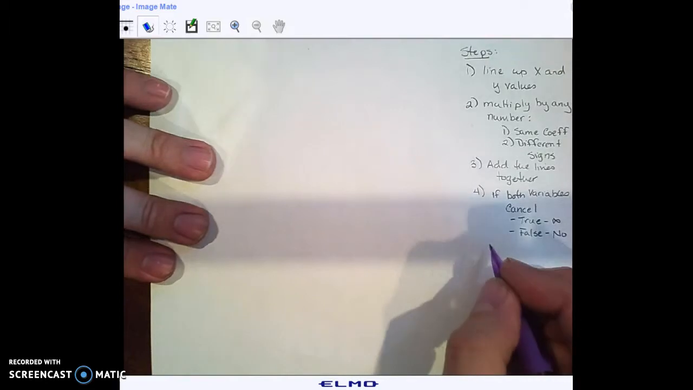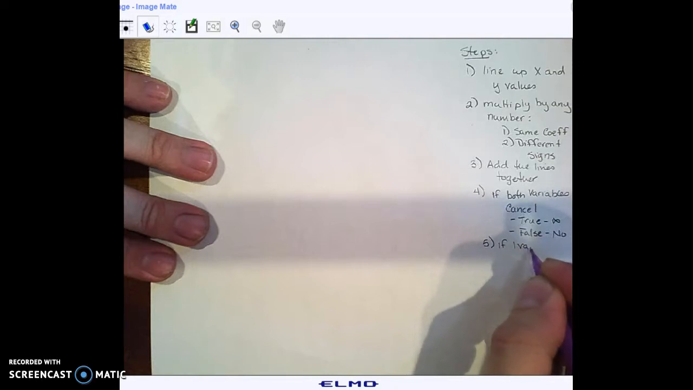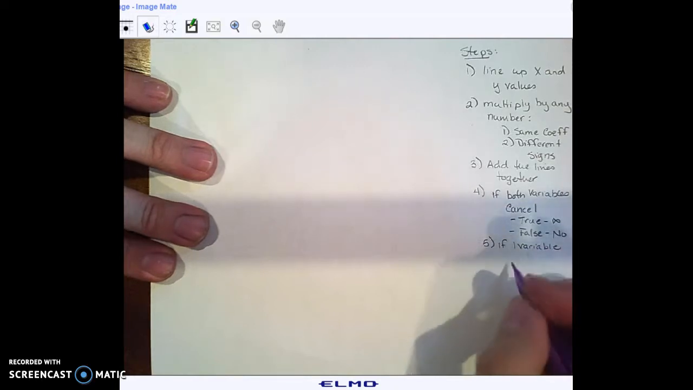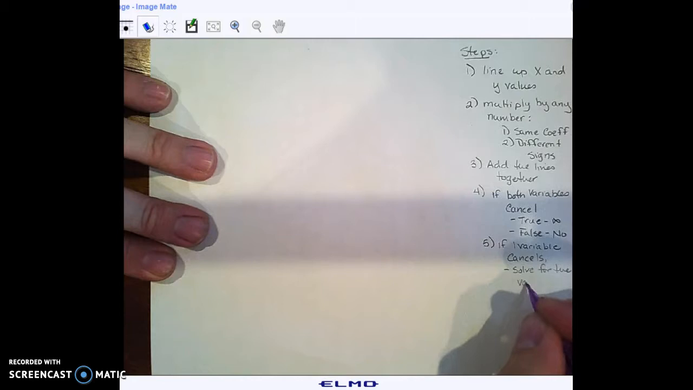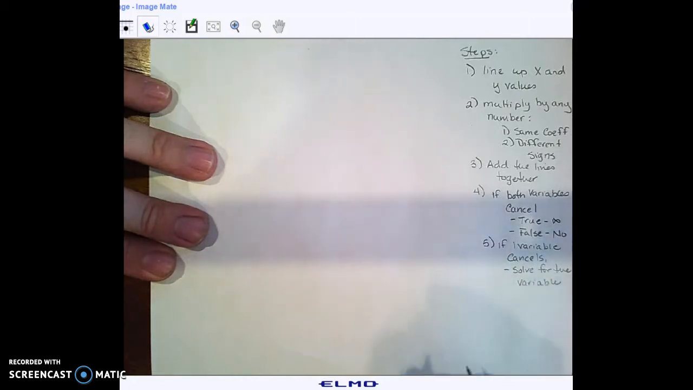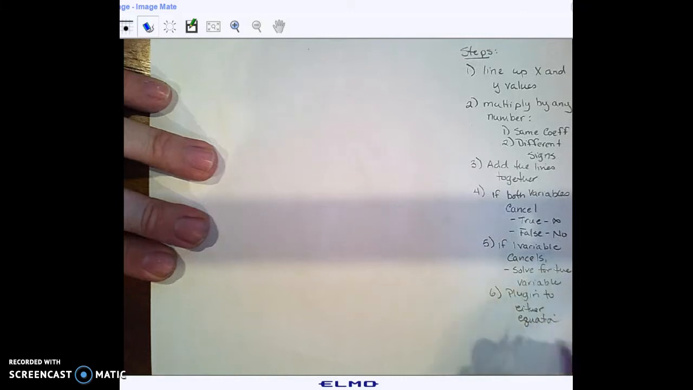Now, if only one variable cancels, then you're going to have one solution. If one variable cancels, solve for that variable, and then you're going to plug that in to either equation. And then finally, last but not least, we're going to solve for the other.